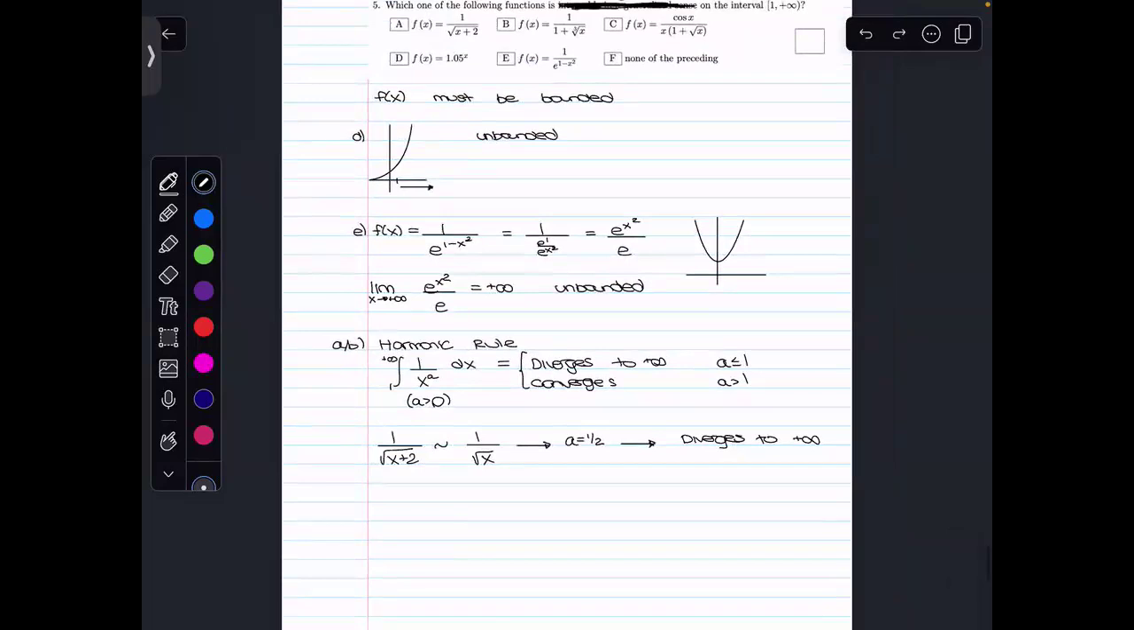And B is super similar. It's just a cube root rather than a square root. But again, when you take the limit, you can see that if x goes to infinity, then you're going to have 1 plus infinity. So we're just going to keep the cube root part, which goes to infinity. Now the power is 1/3, but it's the same situation. And so again, it's going to diverge to plus infinity.